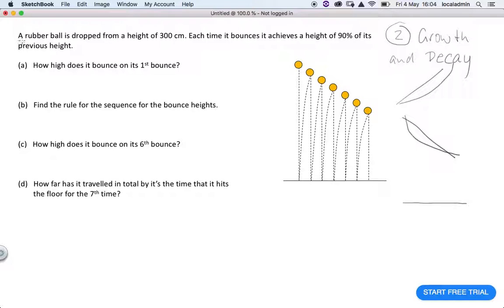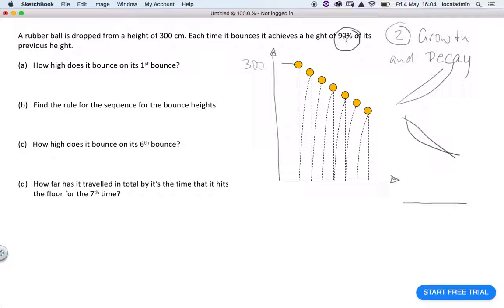So let's just go with this one. A rubber ball is dropped from a height of 300 centimeters, so that would be that one there, 300. That's our y, and that is our x. And then we have 90% of its previous height.